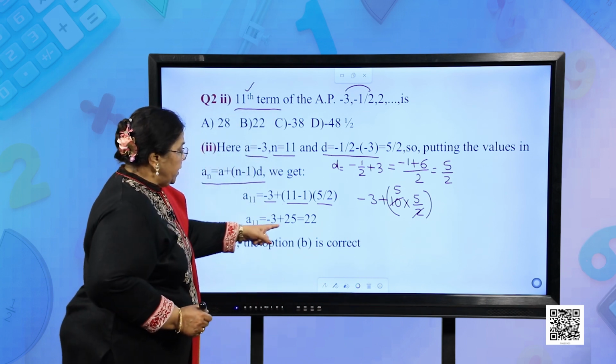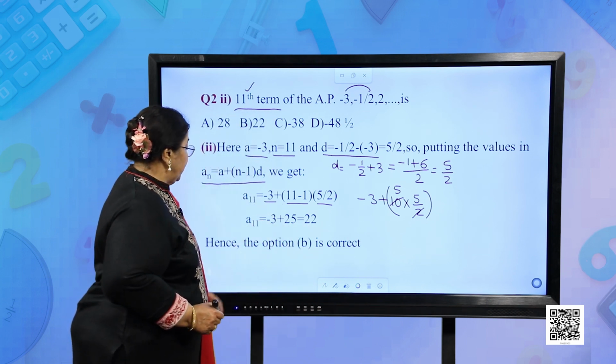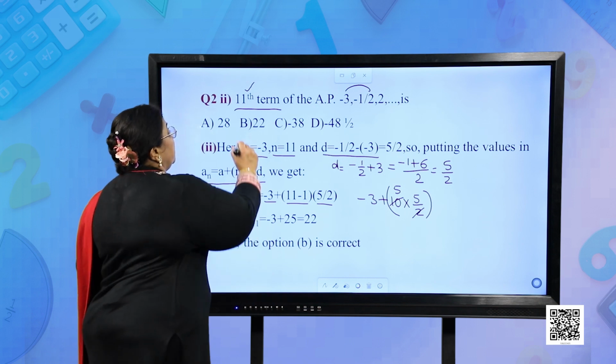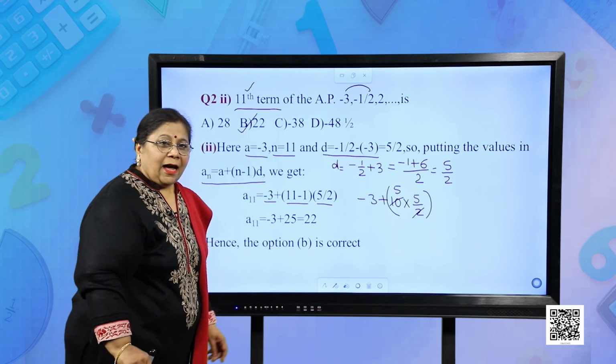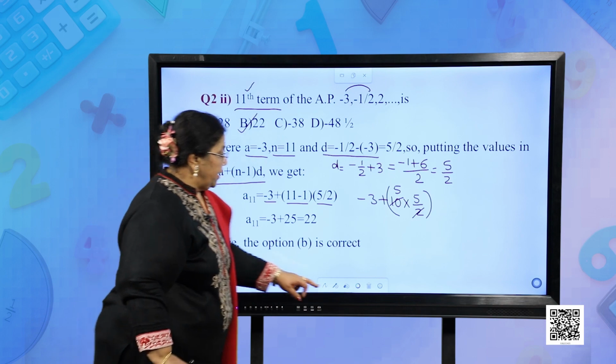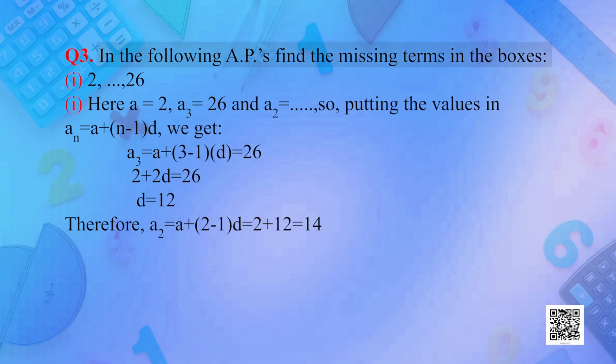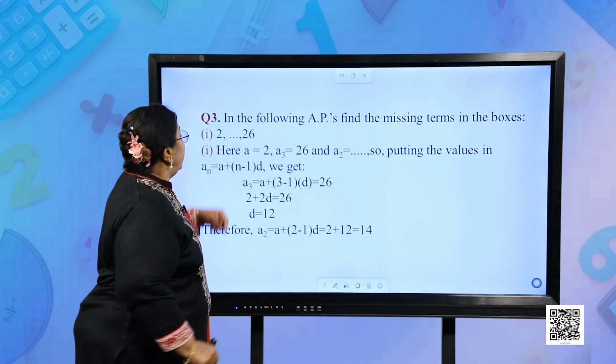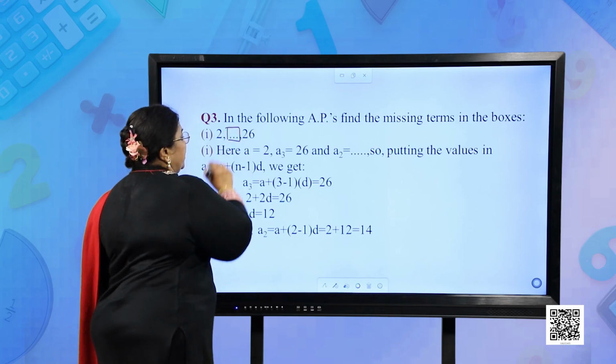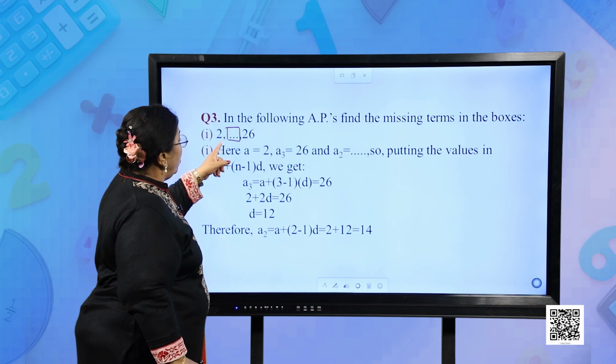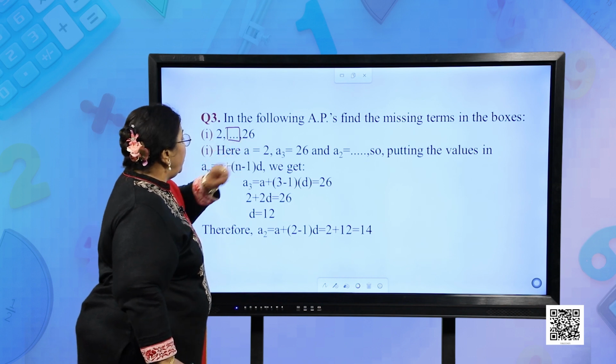So, what is minus 3 plus 25? It is 22. So, which option is correct here? B. I hope it is clear. Let us go to the next question. In the following APs, find the missing terms in the boxes. Here we have a box, we need to fill in this. So, 2, comma, dash, comma, 26.